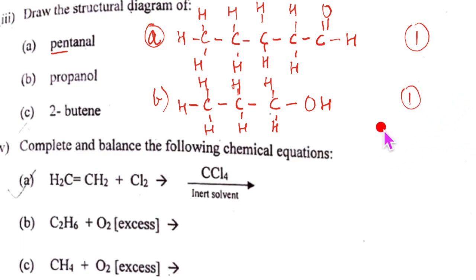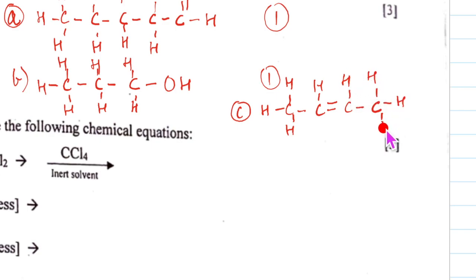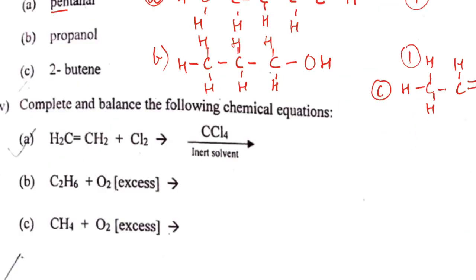Now C part is 2-butene. But means 4 carbons. Ene means double bond, and the second carbon has the double bond, like so. So the remaining carbons will look like this. Each one of them will have H like so, and that will give us the 3rd mark.